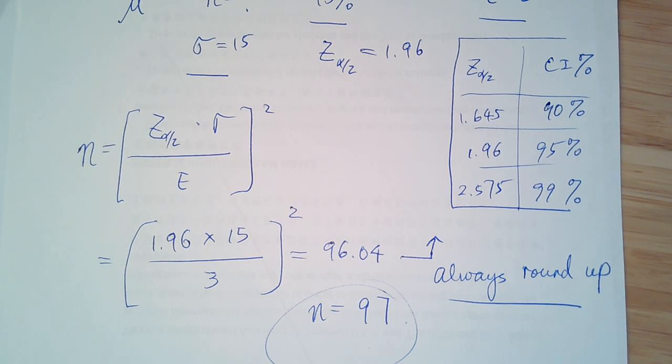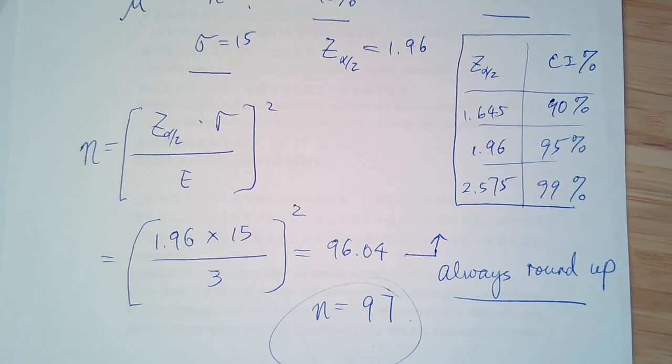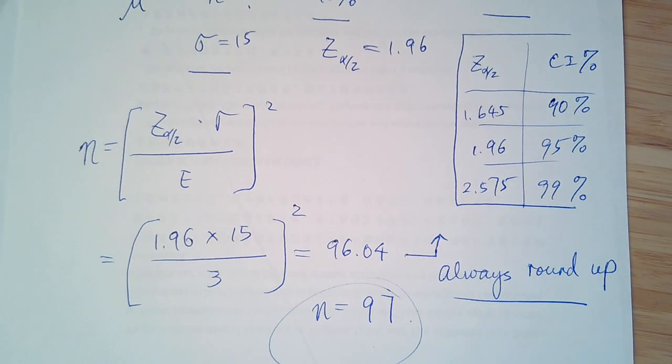So among the thousands of statistics students, we need to obtain a simple random sample of at least 97 to find their IQ scores. With a simple random sample of only 97 students, we will be 95% confident that the sample mean X bar is within 3 IQ points of the true population mean. Okay, so this is how to estimate the population mean.